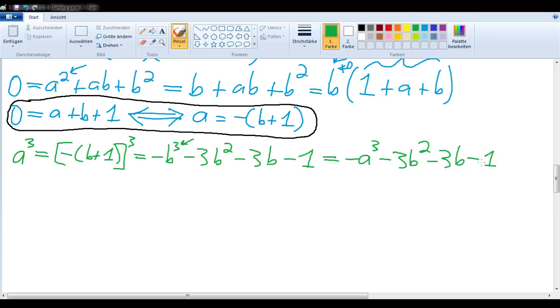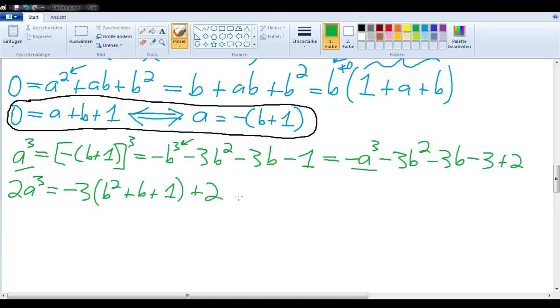Now I would have liked to write a 3 there. In fact, I'm going to do that, minus 3 and then plus 2, because I want to factor out these minus 3's. So now we put our a's on the same side of the equation. We get 2a cubed being equal to, here I'll factor out the negative 3, negative 3 times b squared plus b plus 1, and then of course plus our 2.